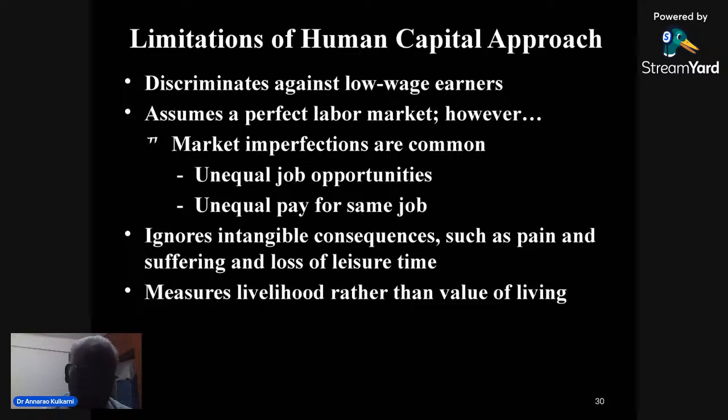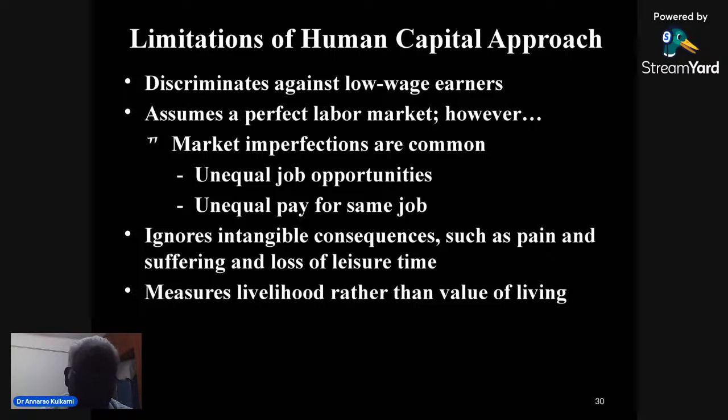Second, it assumes that the labor market has perfect equality, in that people are paid at their true productivity capacity. Equal job opportunities is also another assumption, and people get paid the same wage for the same job. These are some of the assumptions in this analysis. But this is not true. We all know that the market is not fair. So this assumption itself is not correct.